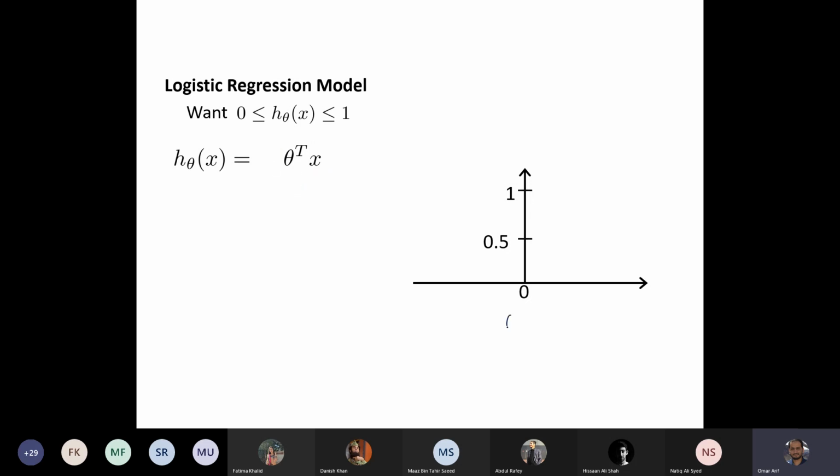Let's plot the values of theta transpose x. Let's say on the x-axis I have the value theta transpose x. Linear regression does not stop the value from getting bigger than 1 or less than 0 on any value. So this x-axis basically goes from minus infinity to plus infinity.